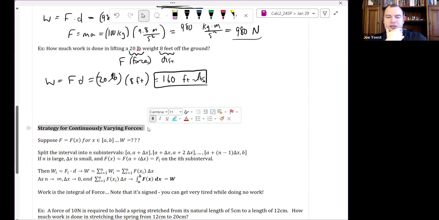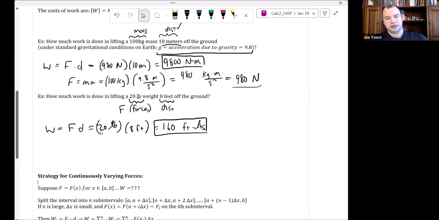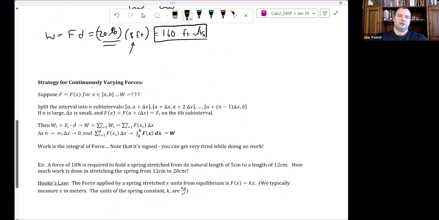Okay, so where does calculus come into play? Well, what if instead of having a nice constant force applied over a distance, what if we had a varying force? What if I was pushing some block and I was pushing harder at some points because maybe it was moving over a rougher surface, and pushing easier at other points because it was moving over a smoother surface? How would I figure out the total work in moving that block over that distance, or picking up this weight over a certain distance, when the force is not constant?